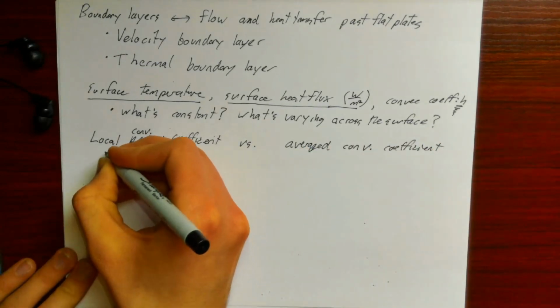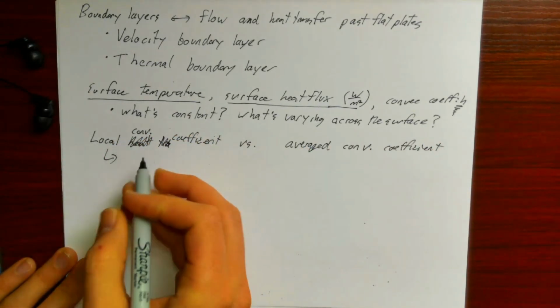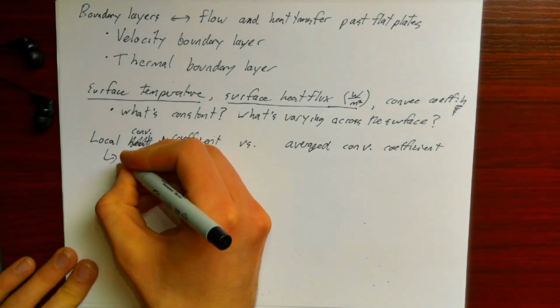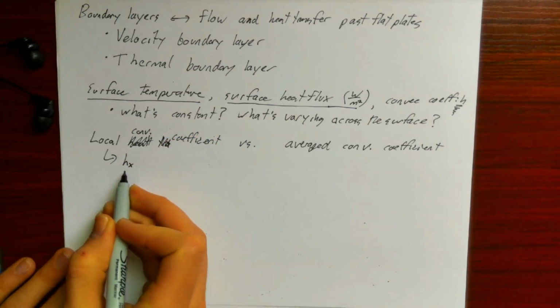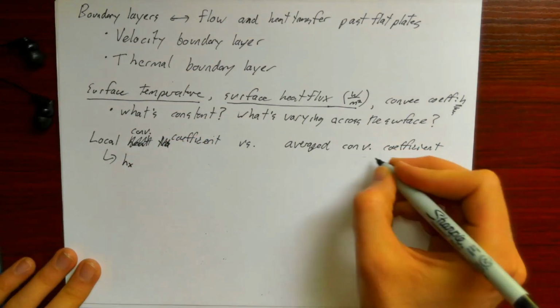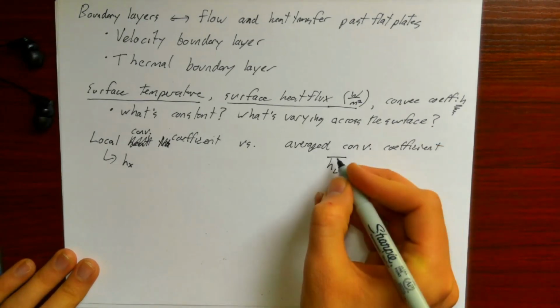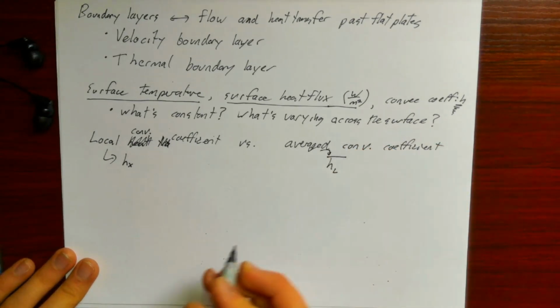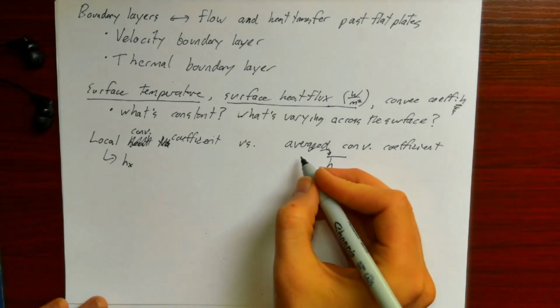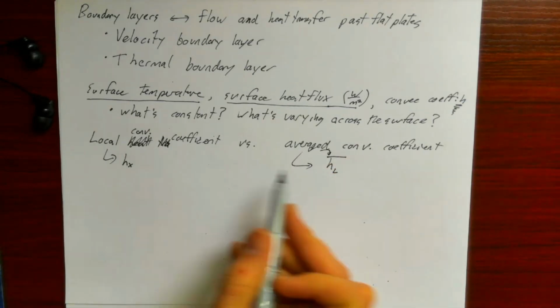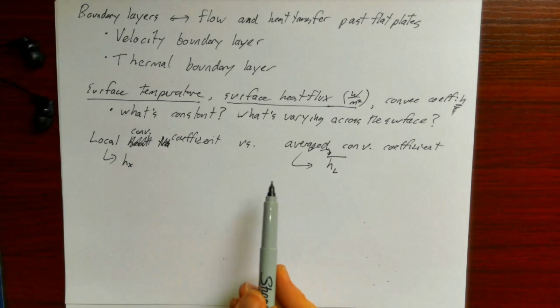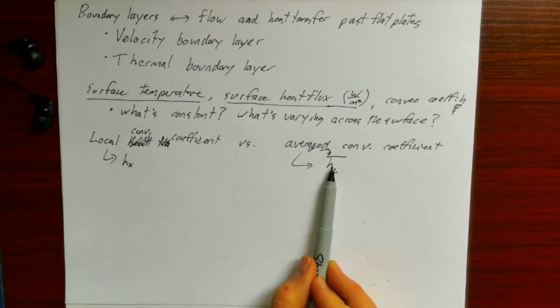And the variable that we use for a local convection coefficient is going to be h sub x, and the average convection coefficient across the whole plate is what we'll call h sub l, with a bar over the top of it that's basically indicating the average. So these are the two convection coefficients that will be important.